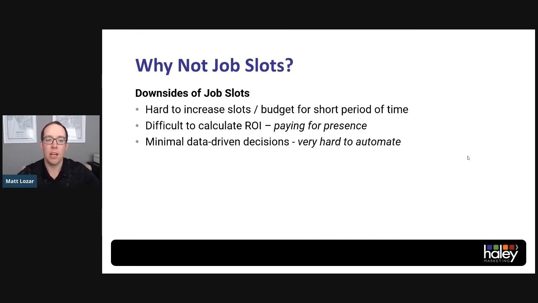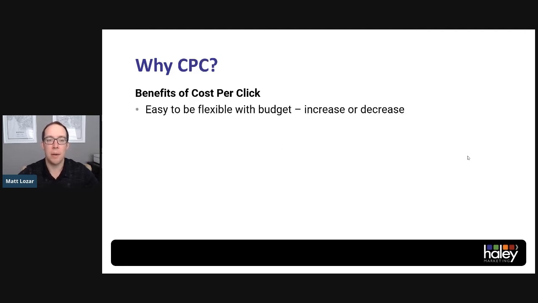Hard to automate, hard to make data-driven decisions where if a job is getting too many applications or if a job is not getting enough applications to adjust the budget on those respective jobs. Not easy to use that data to your advantage. It's very hard to automate. A lot of it is just you have your job slots, you have your presence, here's what you get for the month.